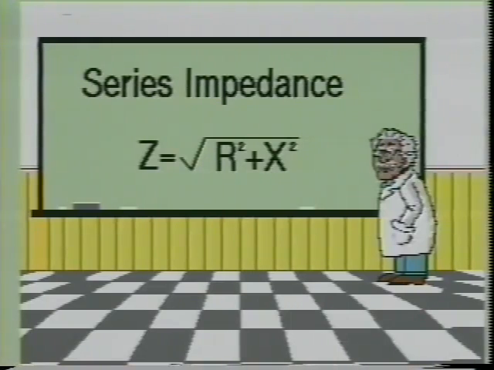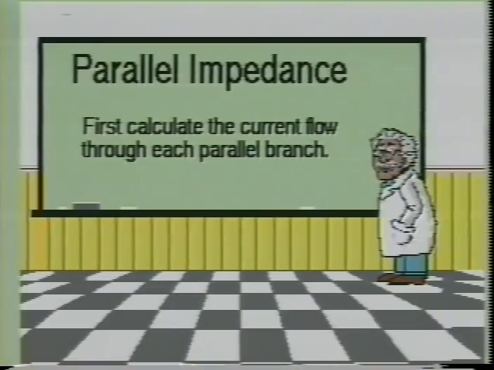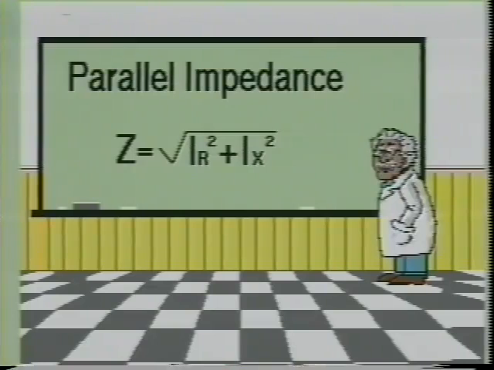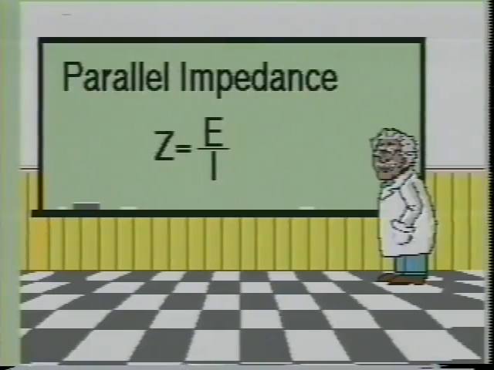To calculate the impedance of parallel connected components, you must first find the current flow through each parallel branch. Next, use the formula: the square root of the resistive current flow squared plus the reactive current flow squared. Remember, if a coil and a capacitor are both being used in the circuit, you must subtract the smaller reactive value from the larger reactive value. After you have determined the total current flow in the circuit, you use the formula impedance equals the voltage divided by the current.